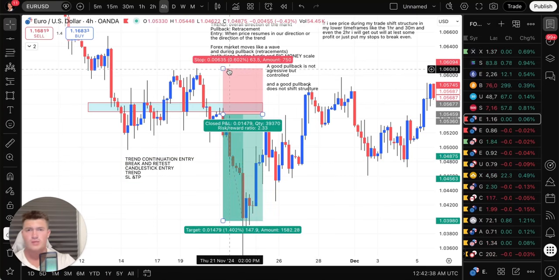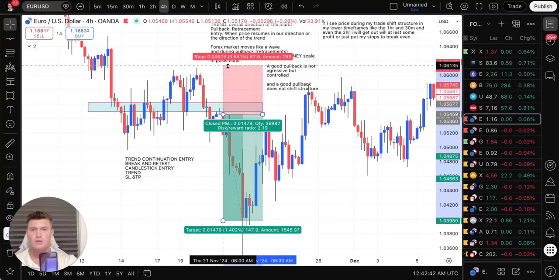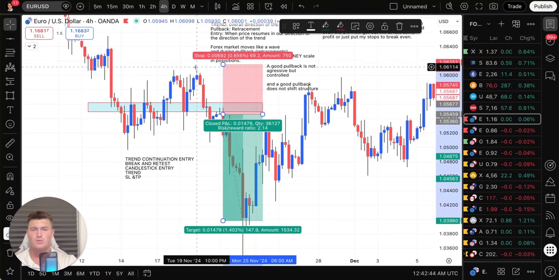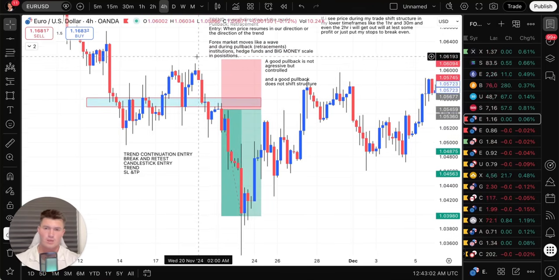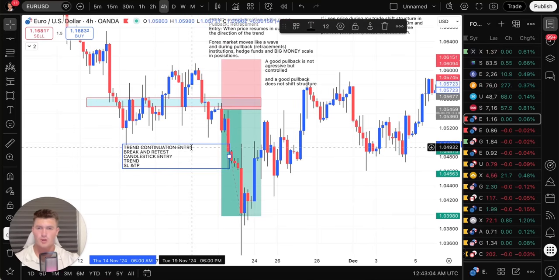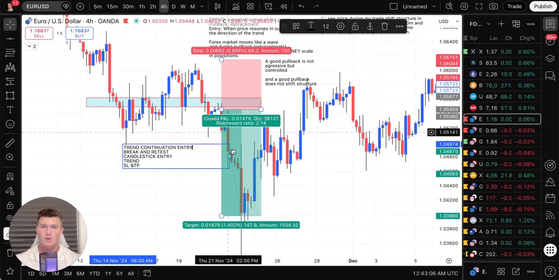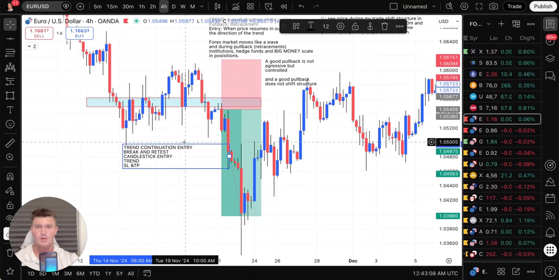Our stop loss is in a healthy spot. We are above this previous structure point. Could make it a little higher just to make sure that we are above that little wick right there, so that we give price plenty of room to move. We've got our trend continuation entry. We know that we're going to be selling because we are bearish.